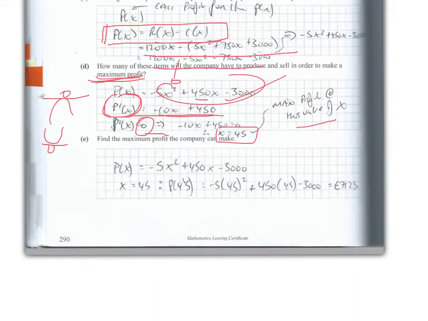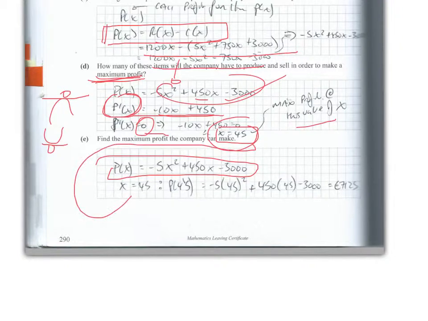Okay, and find the maximum profit that the company can make. So the approach to that is we have our profit function here. We know that x is the value that we use to get our maximum profit. So we let x equals 45 and we put it into this original function and we get 7125. So that's the same thing really as finding the corresponding y value to this x value here.